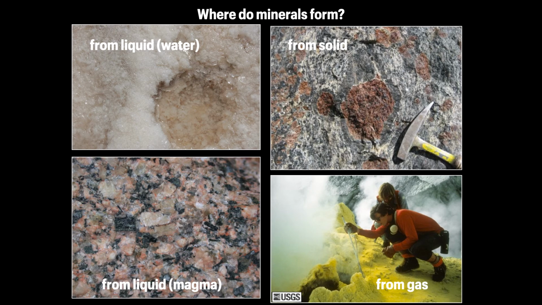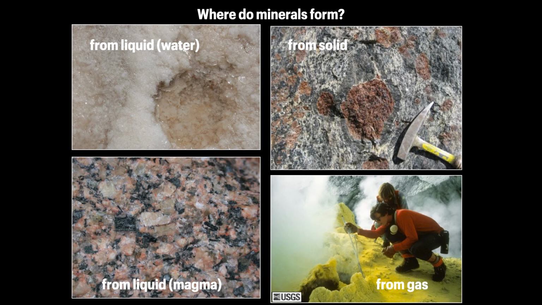Sometimes you can actually get minerals to form directly out of a gas. In the bottom right-hand corner is a picture of John Ewart from the U.S. Geological Survey sampling sulfur coming out of a vent. All the yellow is sulfur that's crystallizing directly out of a gas into the air when it cools. So you can actually get minerals to form directly out of a gas.